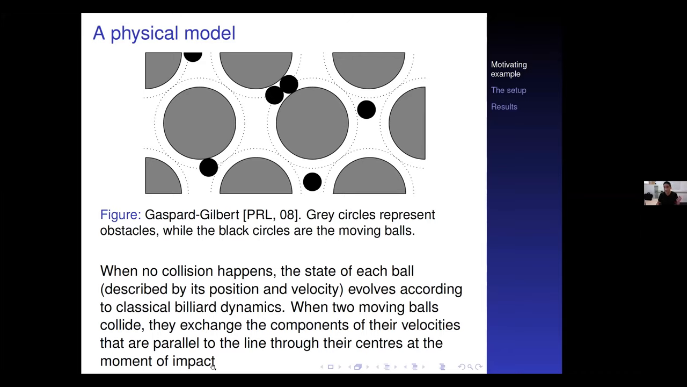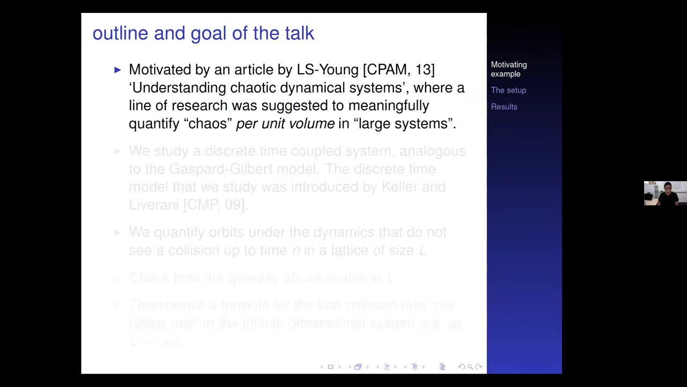One thing I'd like you to keep in mind is that, of course, each ball cannot collide with more than one neighbor at a time, okay? So it's exactly the same kind of analogy that we will try to describe in the model that we have in mind. Okay, so how did I come to this stuff?